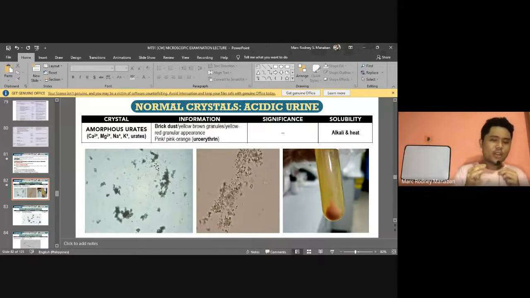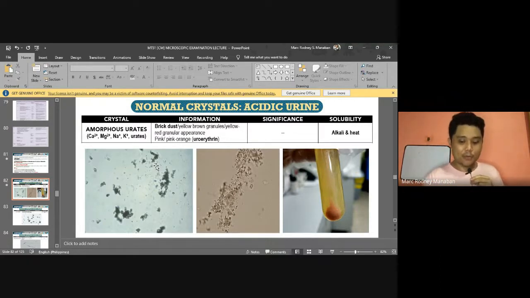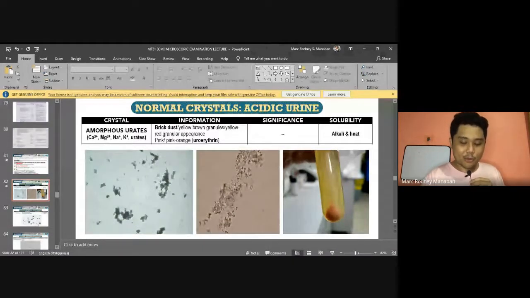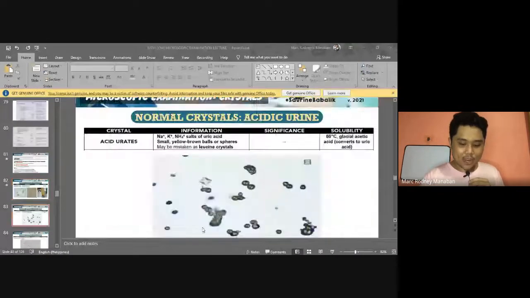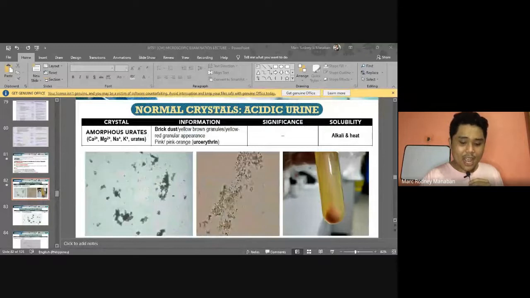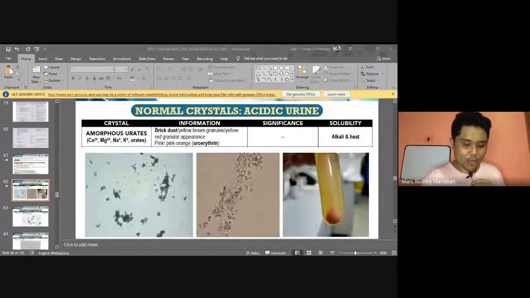Okay? Now, amorphous urates is actually a type of uric acid crystal. Your amorphous urates will precipitate or prevail if the pH is greater than about 5.7. Okay? At 5.7 and below, it is uric acid. So it's actually a form of uric acid. Again, it can be seen in acidic urine, and it is soluble in alkali.